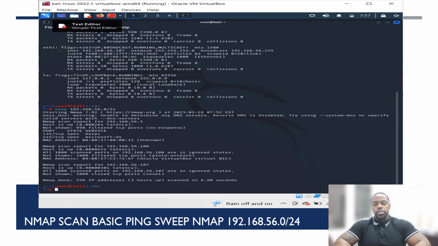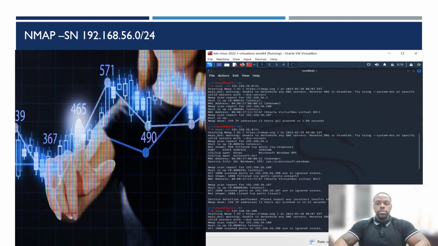I used an Nmap basic ping sweep scan on 192.168.56.0/24. It basically checks over all 24 octets, and it showed two open ports. Those ports are 135/TCP, an open MSRPC services port, and also 445/TCP Microsoft-DS. I also conducted the Nmap -sn scan, nmap -sn 192.168.56.0/24, to gather more information.